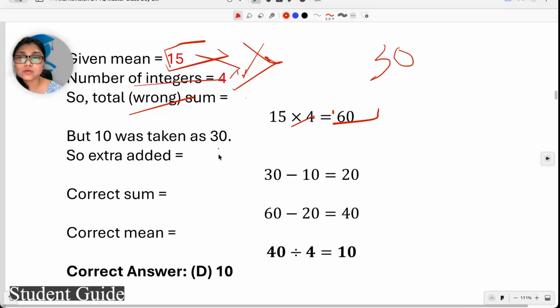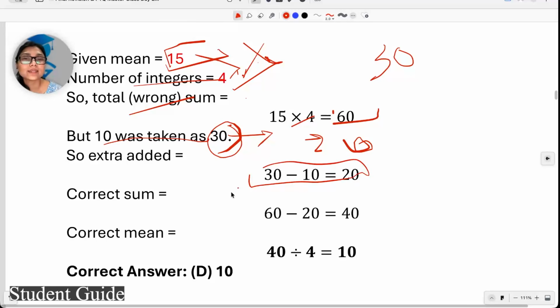Okay, now what you need to do, the 10 was taken as 30. You already know. So just that 10 you need to minus from this 30. So you will get 20. Here I have mentioned this. Okay. Now you need to find the correct sum because this was the wrong sum. Now you need to find the correct sum from this 20. That's why you just minus this 20 from this 60. Okay. So 60 minus 20, you will get 40.